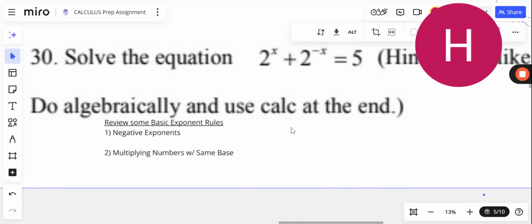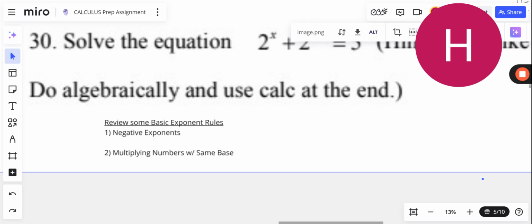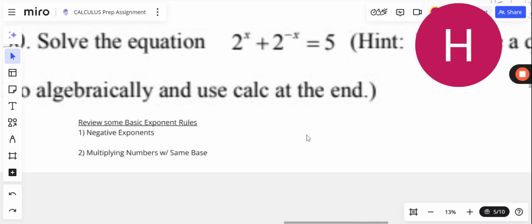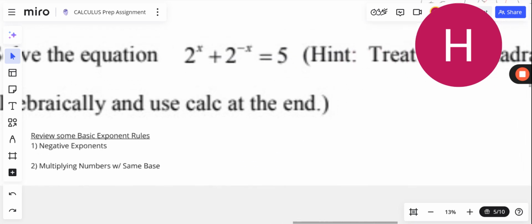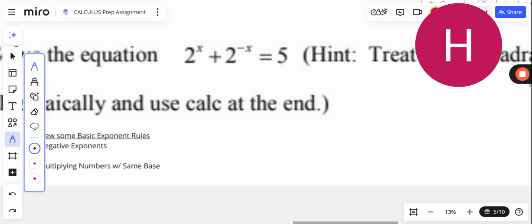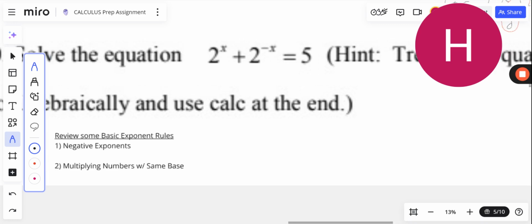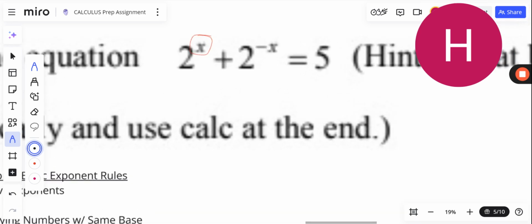Now, here is the problem for today. This is the only problem for today. It may seem very simple to look at. 2 to the x plus 2 to the negative x equals 5. This is definitely exponential. Why is it definitely exponential? Because we have a variable in the exponent, right?